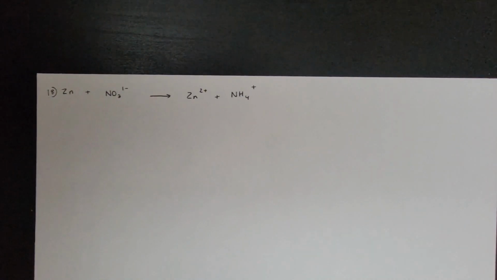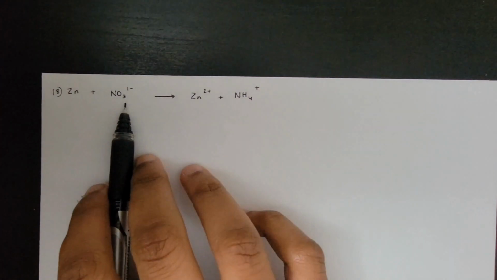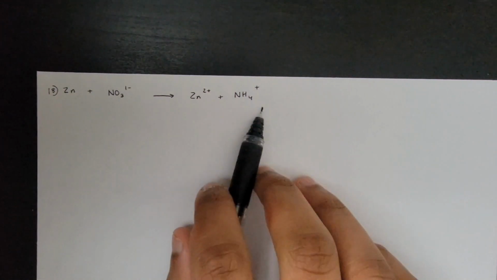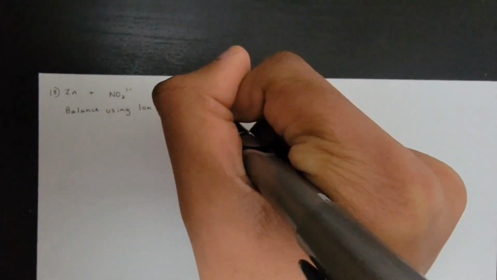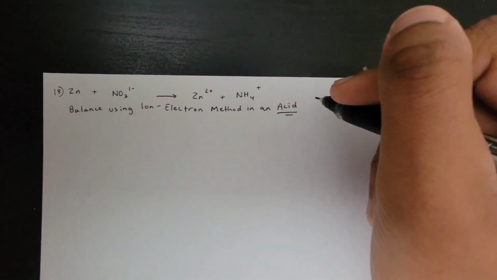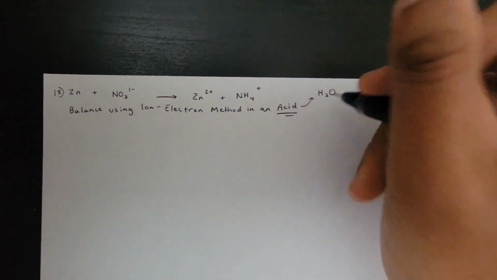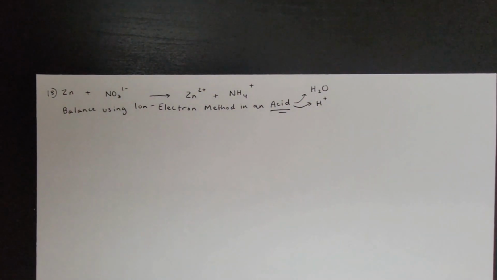Looking at question 18 in the balancing with acids sheet, we can see that we have Zn plus NO3 minus produces Zn2+ plus NH4+. For this question, we are going to be balancing using the ion electron method in an acid, so let's get straight into it. In an acid, we have H2O and H+ ions. We'll be using these to determine what to add in order to balance this reaction.